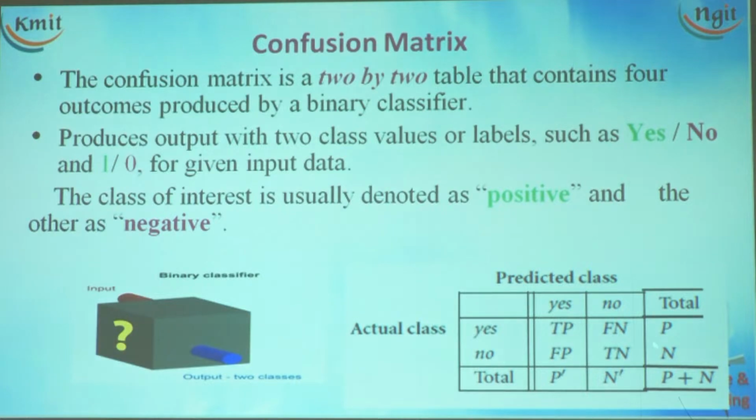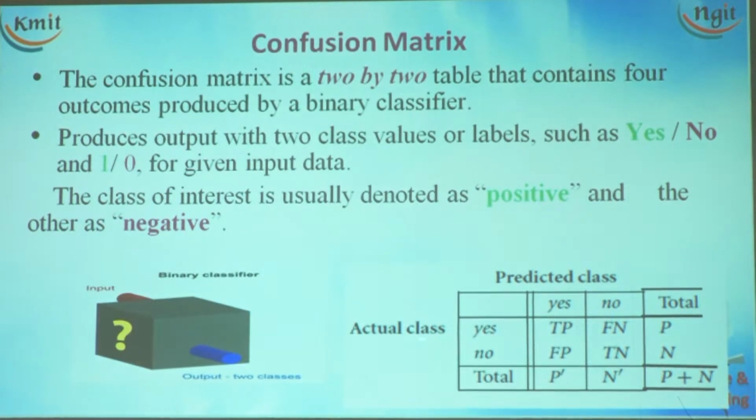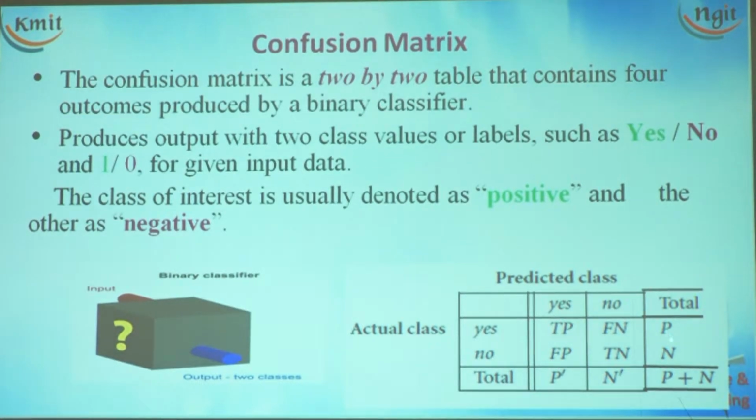And here, see here, this is the total. What is the total of actual values? If you take the actual values here, this is the total actual positive, actual negative. So total how many points are there? That is P plus N. And P dash and N dash, these are the predicted. What are the total predicted as positive? And yes or no, how many total predictions. So based on this we have some metrics.